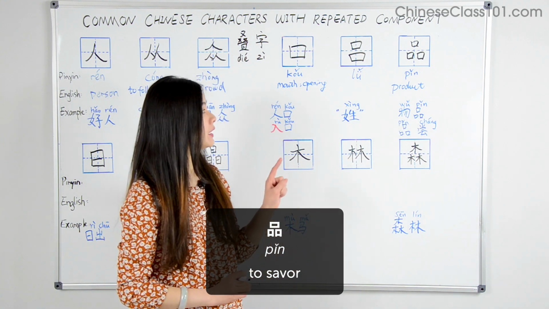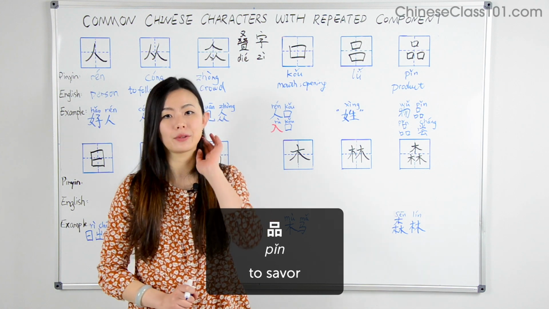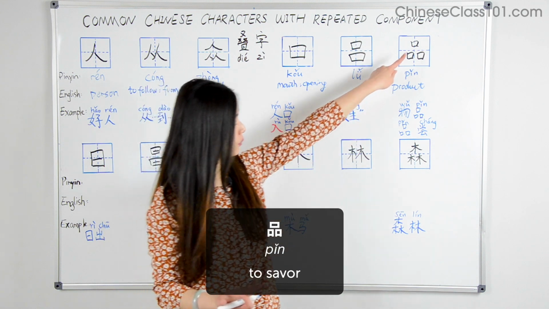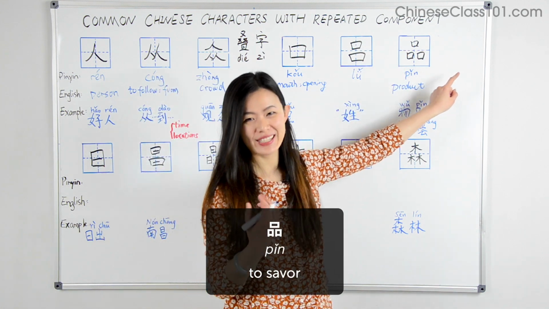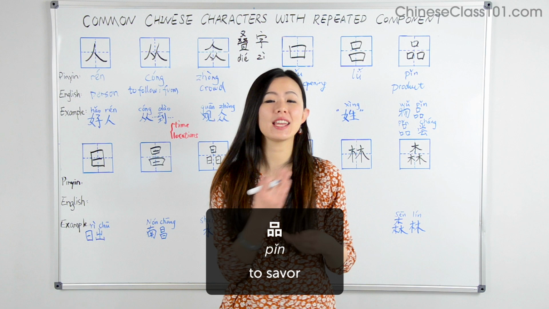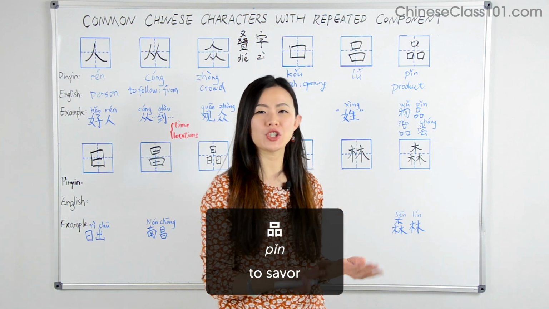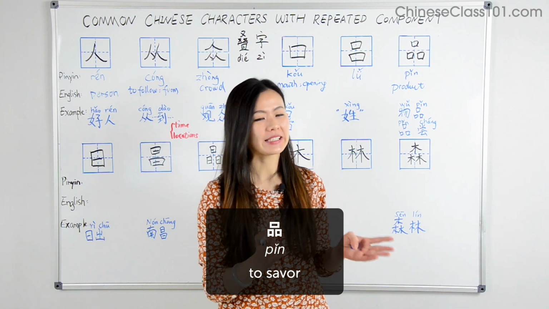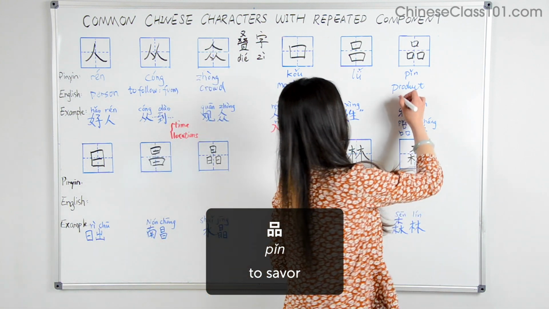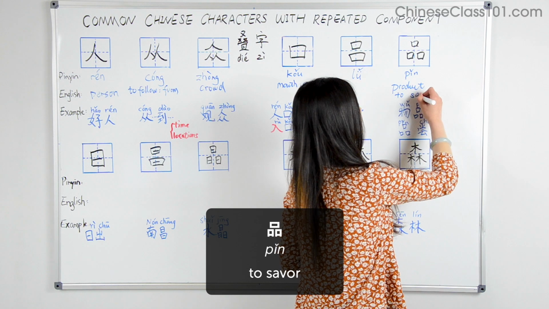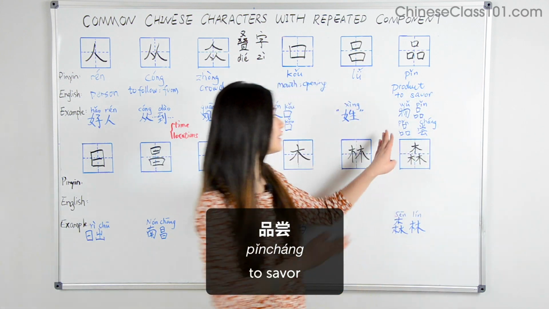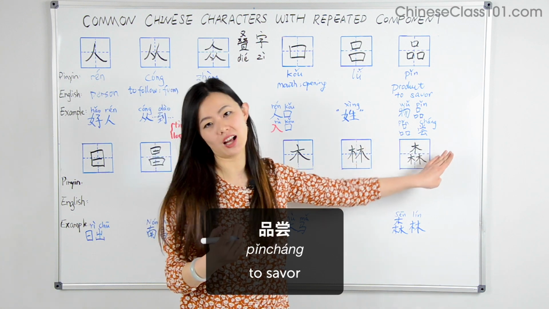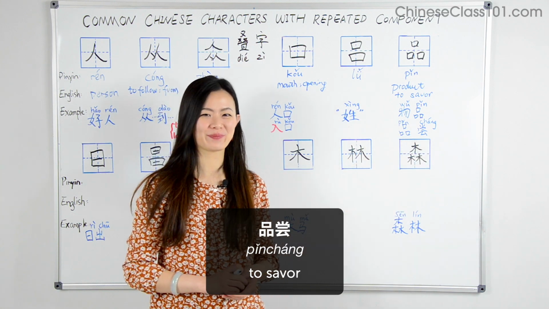Now, 品 can be also used as a verb, which means to savor. You're using 3 mouths to taste something, means you are taking your time to appreciate the taste and the flavor of something. So, 品 can also mean to savor. As in this compound word, 品尝. 品尝 is also to savor.